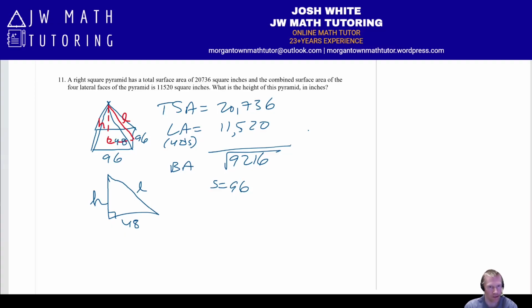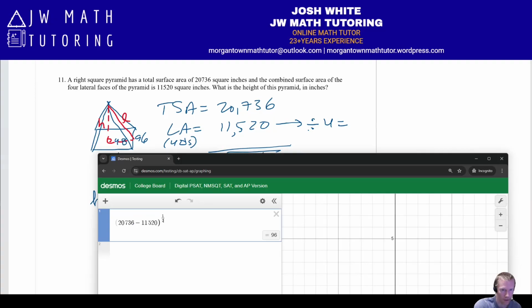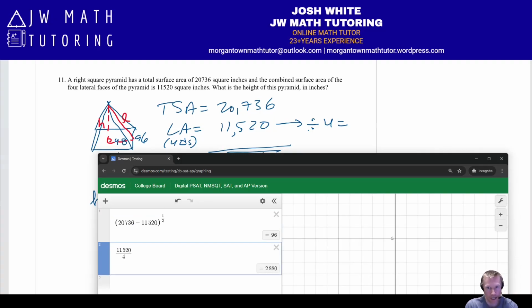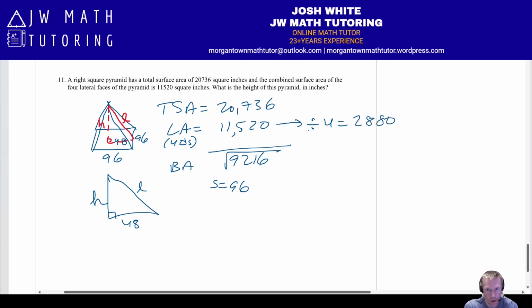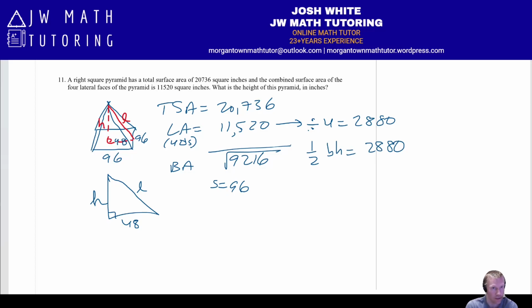Okay, how do we find the slant height? So we need to take the lateral area, which is the area of all 4 triangles, and we need to divide that by 4. So 11,520 divided by 4, 2880. So that means the area of one triangle, or one triangular face, is 2880. And the area of one triangular face is 1/2 base times height.